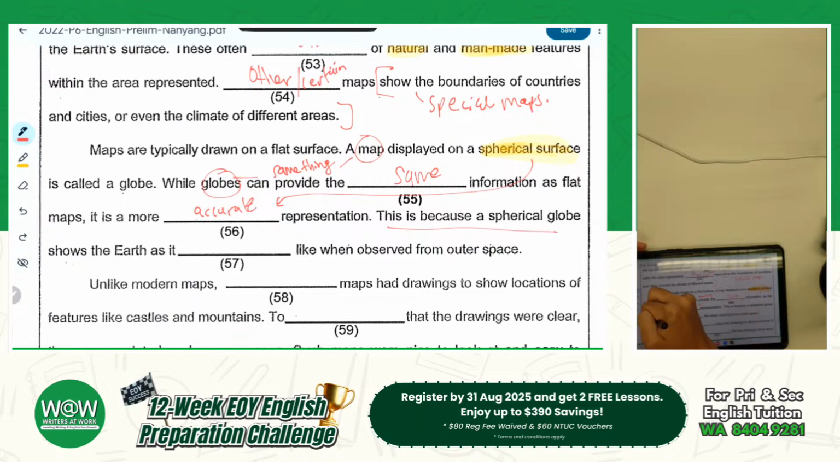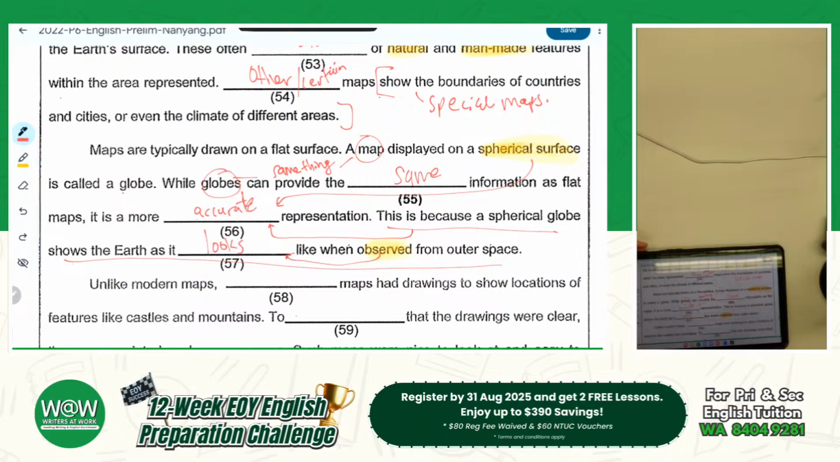Then we also have a reason here to attest to the fact that the globe is more accurate. Okay, because the spherical globe shows the Earth as it dash like when observed from outer space. So the keyword is observe. So we are looking at something that can be seen, right? So it will be it looks like.